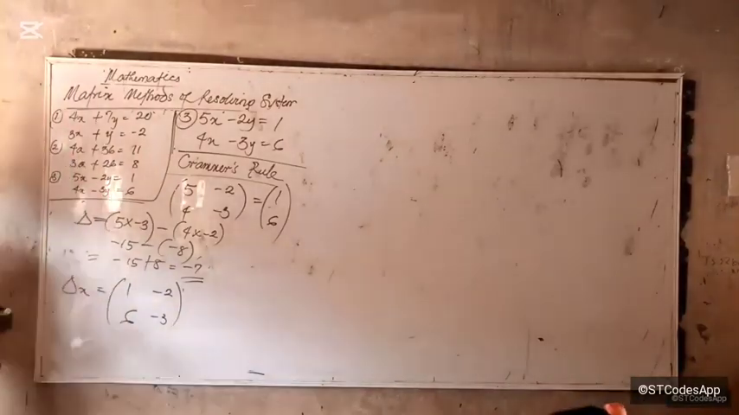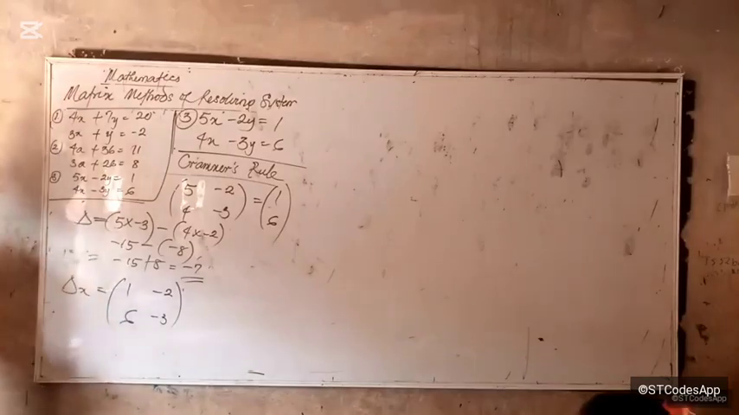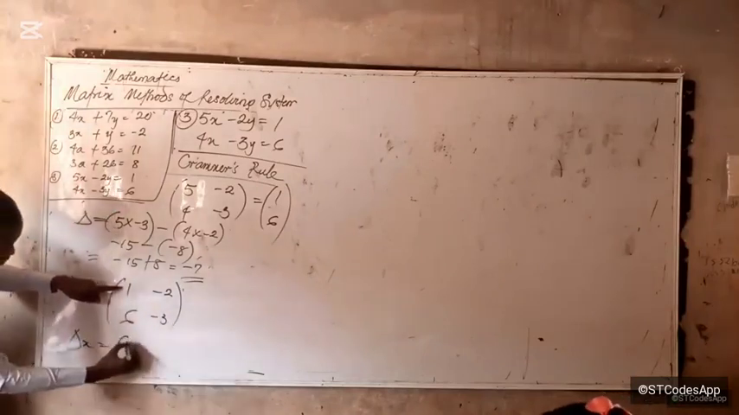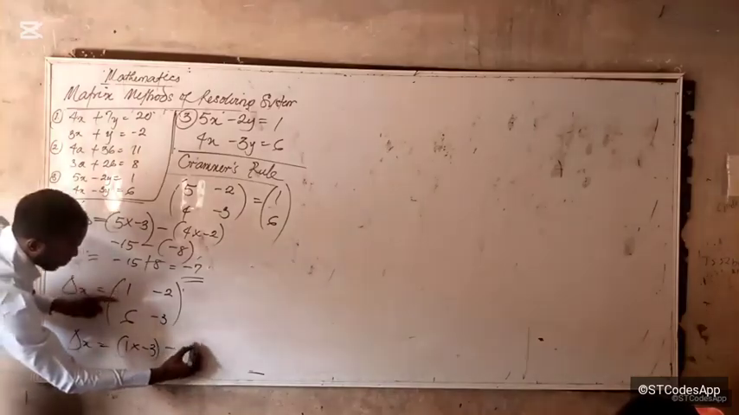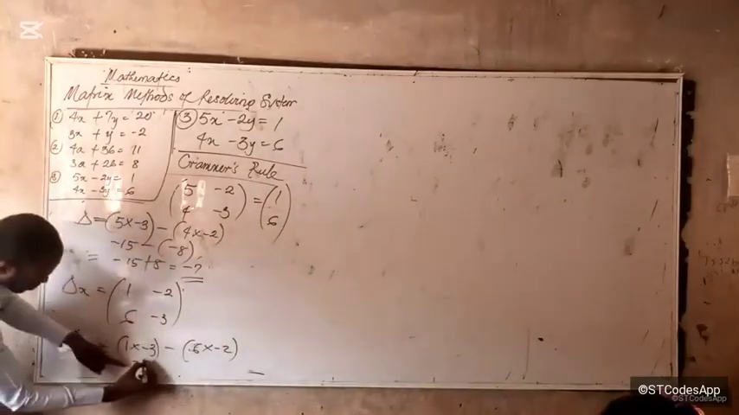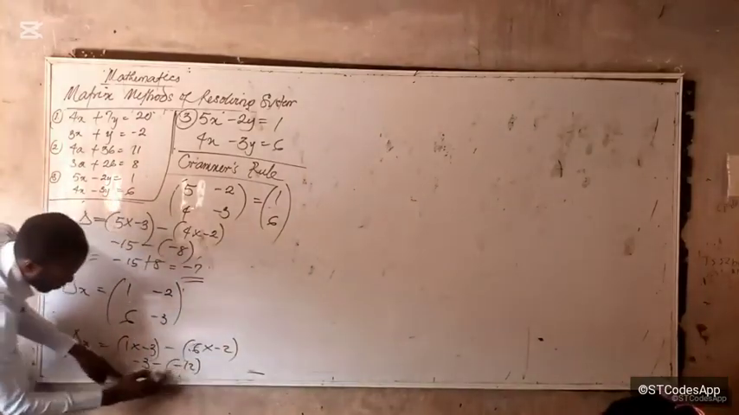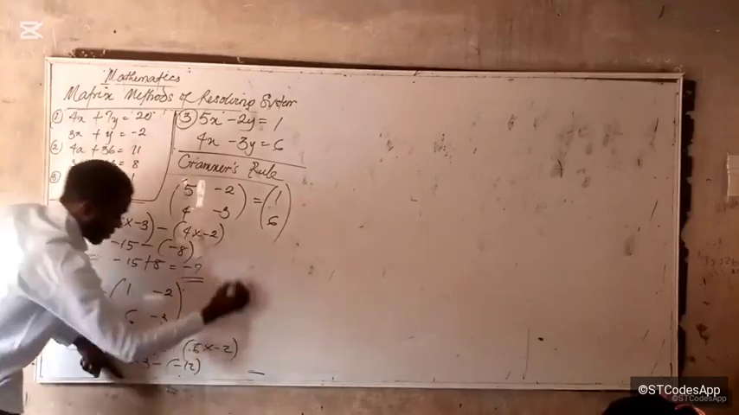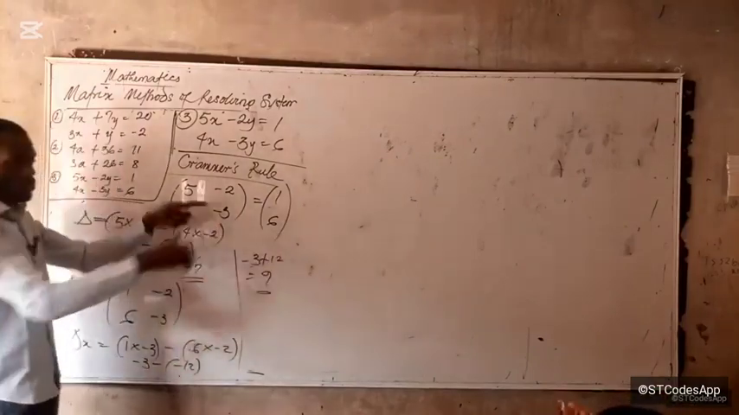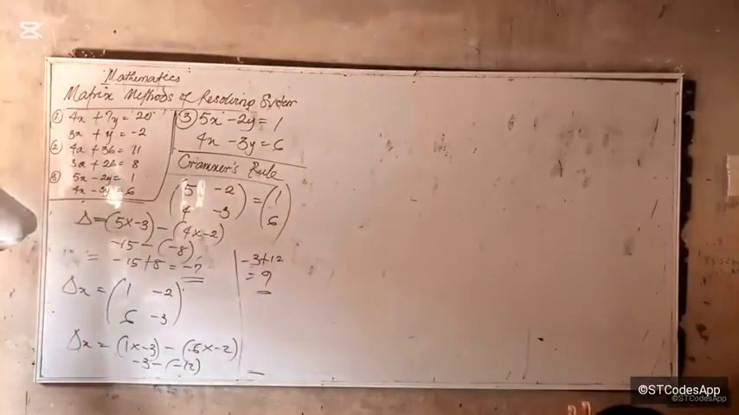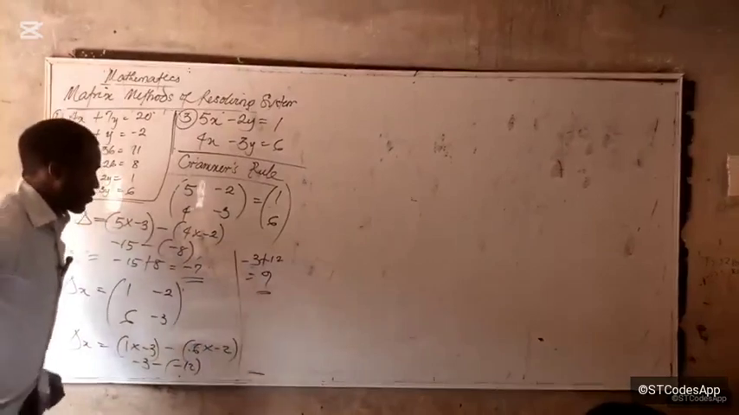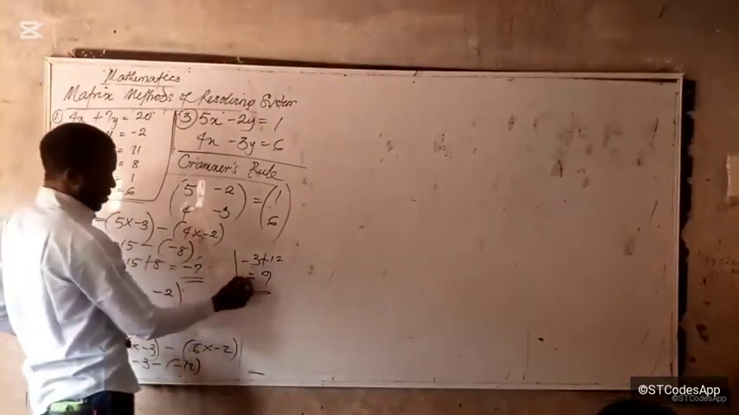Okay, so delta x, now we have what? This by this, remember the main diagonal first. 1 times minus 3 minus 6 times minus 2. Alright, so this goes minus 3 minus 12. This time is plus. That becomes minus 3 plus 12. That is what? 9. I mean, minus 3 means I am owing 3, and plus 12 means I am having 12. And that means I'll be having 9. Okay, so that's delta x.